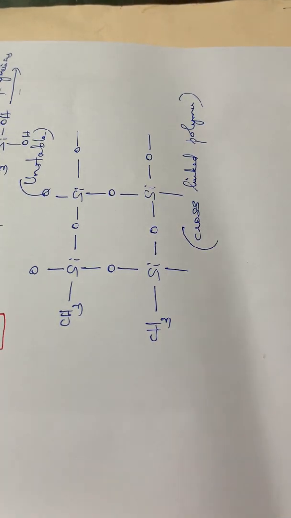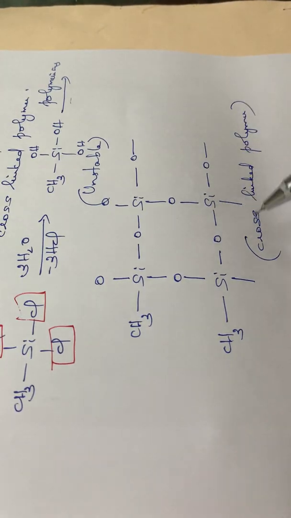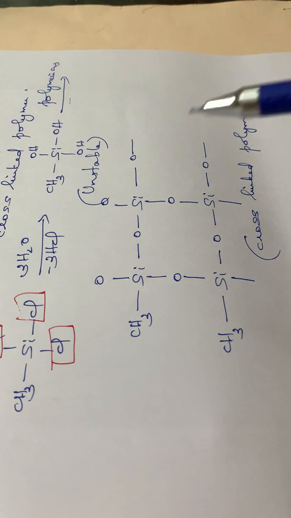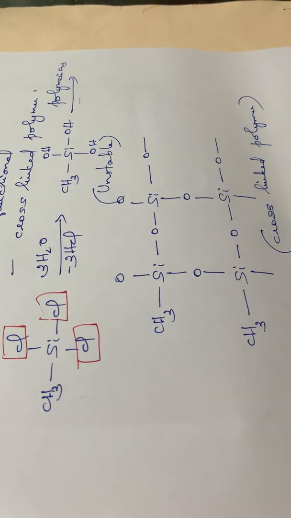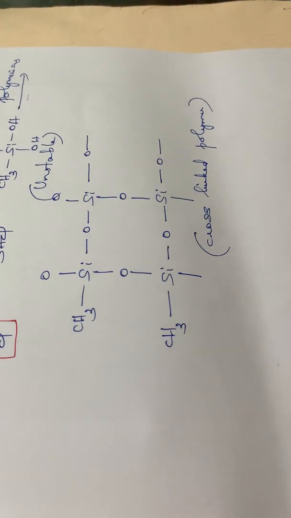Cross-linked polymer. Okay, so this is how we can prepare the last type of silicon rubber from monomethyl silicon trichloride. These are all simple reactions. And also one more topic that is remaining, that is some of the characteristics of this compound.